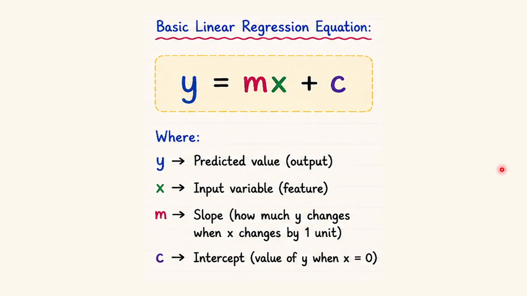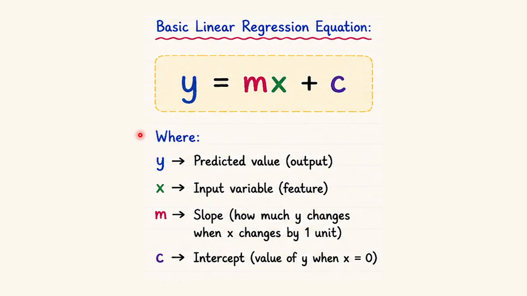Linear regression basically follows an equation. Mainly, the entire artificial intelligence, all the machine learning things, everything is actually maths and stats, nothing else. So linear regression basically follows an equation, and the equation is y = mx + c. Now let's understand what each variable means. Here y means the predicted value. This y is actually our final output.